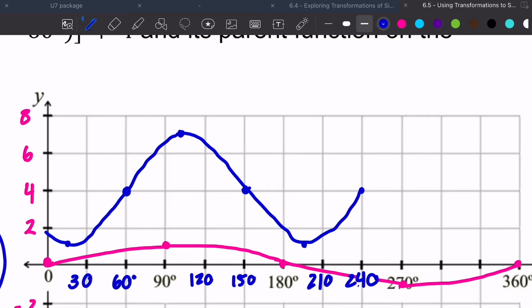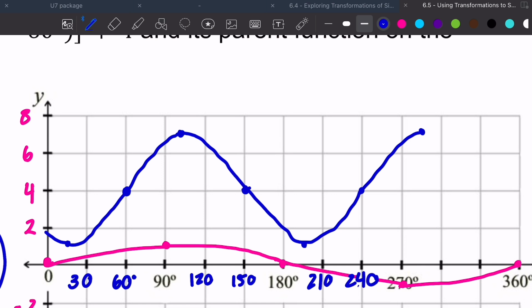Same thing if I wanted to extend it this way, for example. I know that in 45 degrees, I would have to do 240 plus 45. So that would bring me to 285. And I know that I'm on the upwards. I should be heading next to my maximum point. So at 285, I would be at my maximum point of 7.